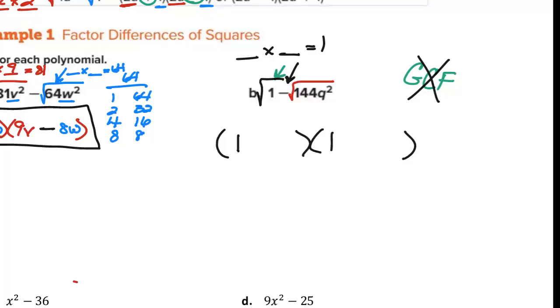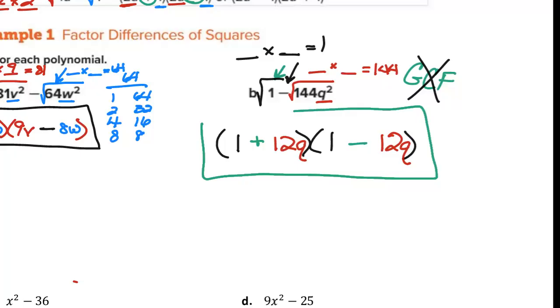144q squared. So what number times itself gives you 144? 12. But don't forget, we have a q squared also. So that means this is 12q and 12q. You put a plus sign here and a minus sign in the second set of factors, and that is your answer.